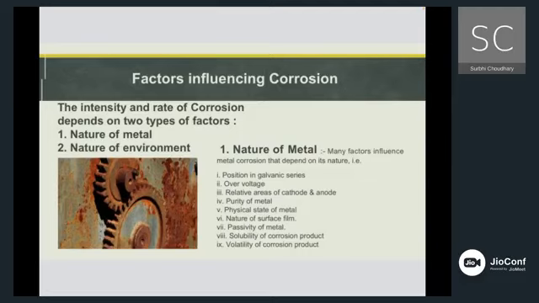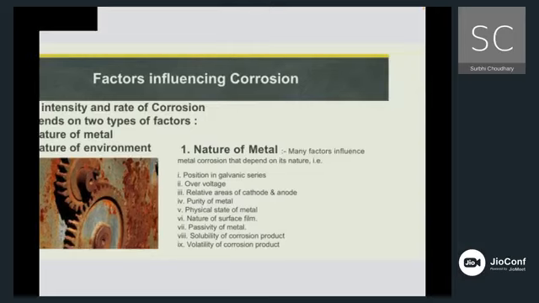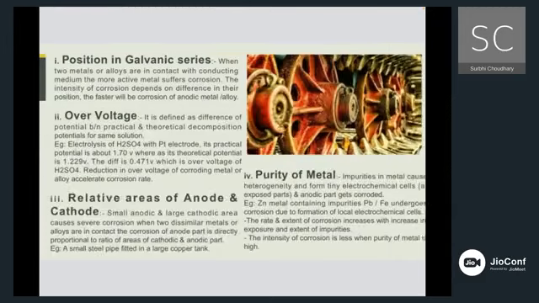First, nature of metal. There are various factors like position in the galvanic series, overvoltage, relative areas of cathode and anode, purity of the metal, physical state of the metal, nature of surface film, passivity of metal, solubility of corrosion product, and volatility of corrosion product. Now we are taking the points one by one. First is position in the galvanic series.